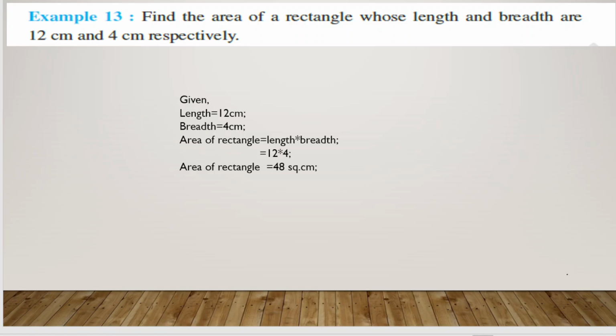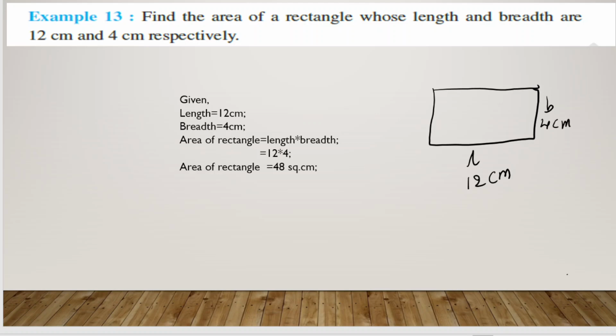Welcome to e-Manabadi. Today we are going to talk about some of the examples of area, problems on area. Let's see some of the problems regarding area of an object. Suppose here, find the area of a rectangle whose length and breadth are 12 centimeters and 4 centimeters respectively. Assume this as a rectangle whose length is given as 12 centimeters and breadth was given as 4 centimeters.